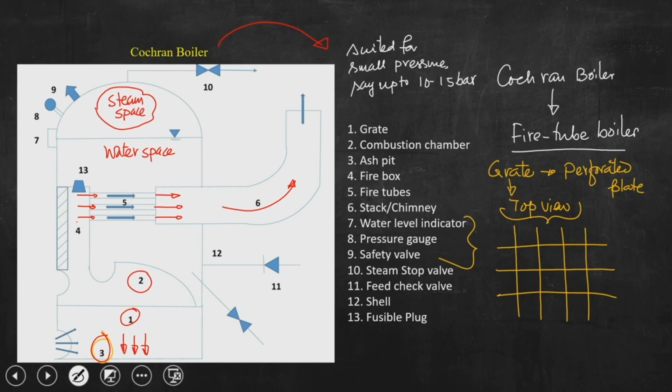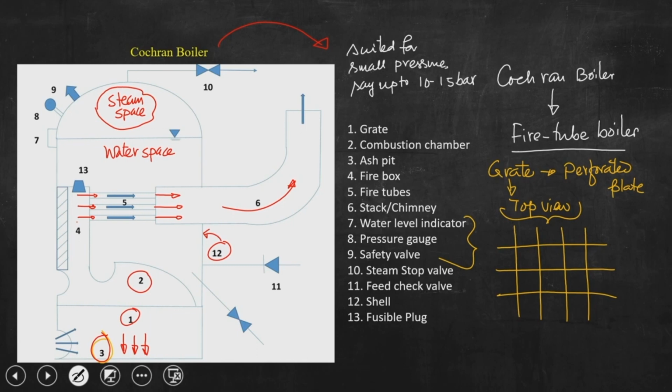Number 11 is the feed check valve. Number 12 is the boiler shell, which I was talking about, that if pressure increases in the boiler, the shell may rupture. This is not expected, and that is why these three components, 7, 8 and 9, are provided to increase the safety of the boiler, as well as the operation of the boiler. Feed check valve.